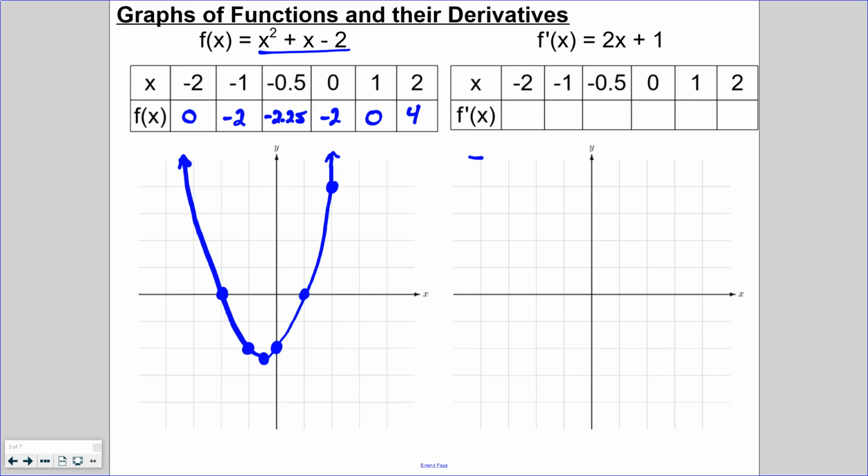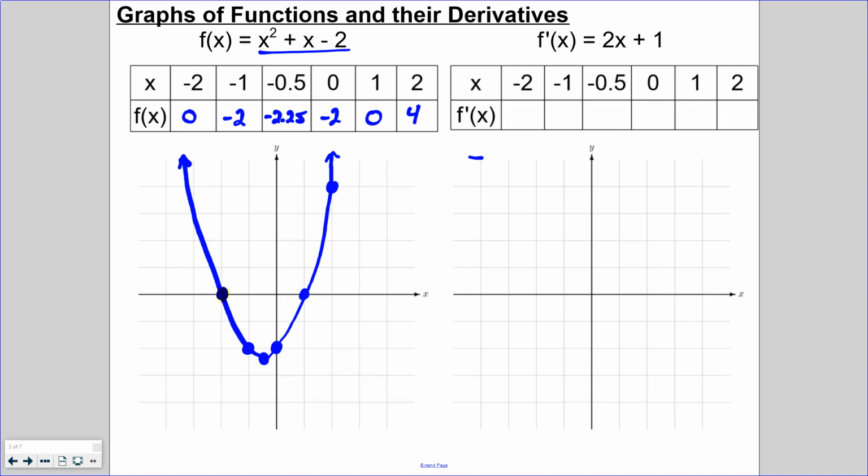Alright, so we can now use the graph of x squared plus x minus 2 to figure out what the graph of its derivative will look like. Now remember, the derivative represents the slope at specific points. So in order to graph the derivative, we need to figure out the slope at some points on our function, specifically the ones that we know. So we're going to find the slopes at these 6 points.